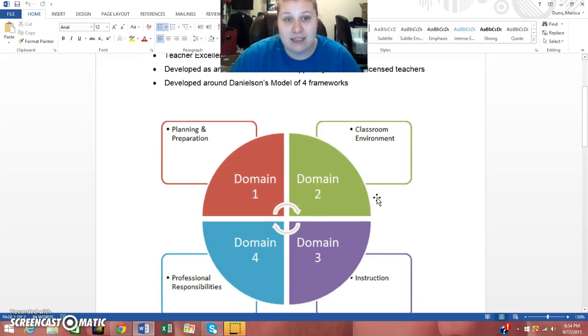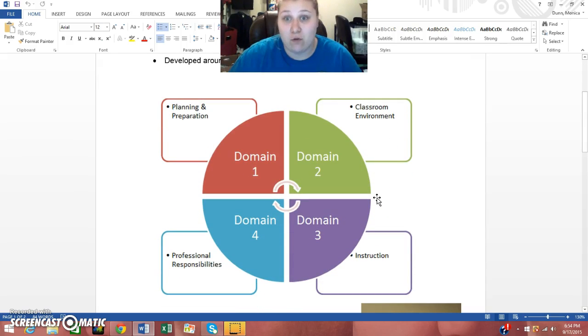And here is the image that I found of her 4 frameworks. The first one is planning and preparation. The second one is classroom environment. The third one is instruction. And the fourth one is professional responsibilities. Now, all of these work together to create a well-balanced classroom.